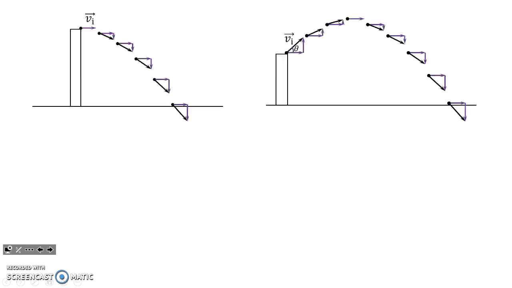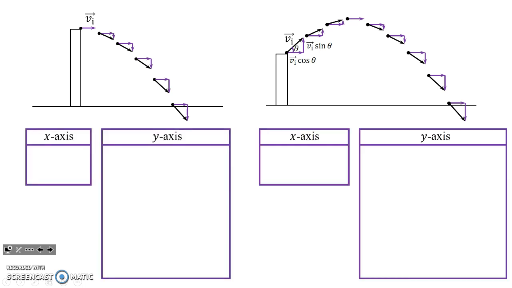Let's recap. Here are the two scenarios. What's the difference? The initial velocity. On the left, all of vi is on the x-axis, and none of vi is on the y-axis. On the right, how much of vi is along the x-axis? This much. How much is along the y-axis? This much. We are going to describe these scenarios using equations.